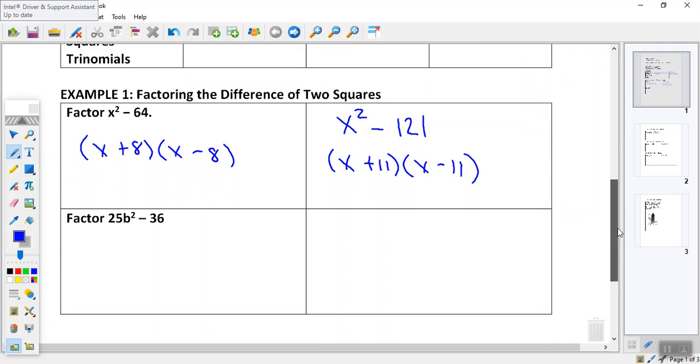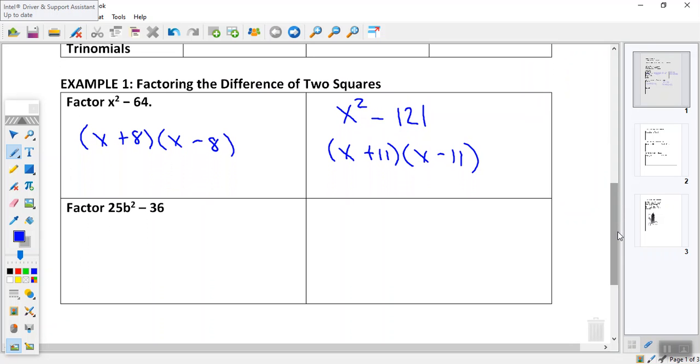This one says factor 25b squared, and again, there's a minus sign here. Perfect square, perfect square. What's the square root of 25b squared going to be? So it's going to become 5b times 5b. There's no middle term, so it's a difference of perfect squares. How about the square root of 36? So how about a plus 6 and a minus 6?